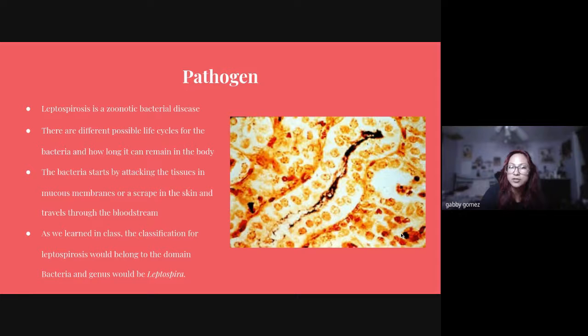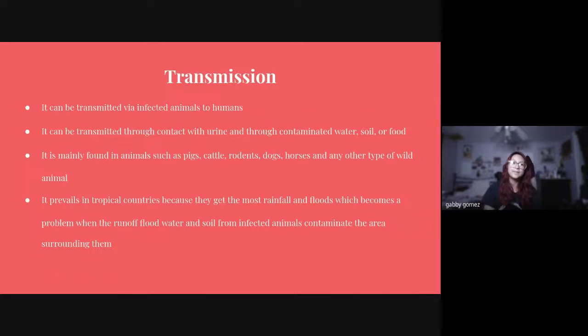So here's a picture collected from the kidneys of a pig. You can see the simple cuboidal epithelial tissue right here surrounding, and then the bacteria inside. That bacteria, Leptospira, is actually pretty long and looks like a Twizzler.